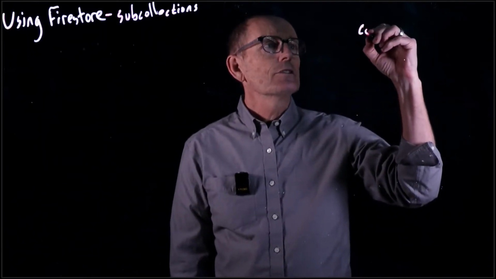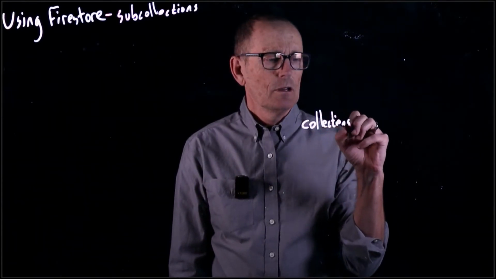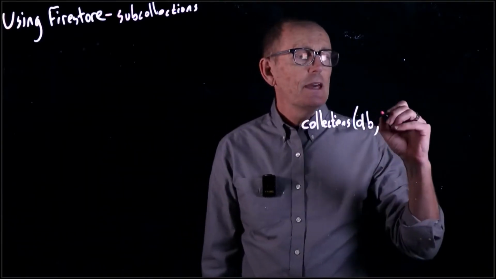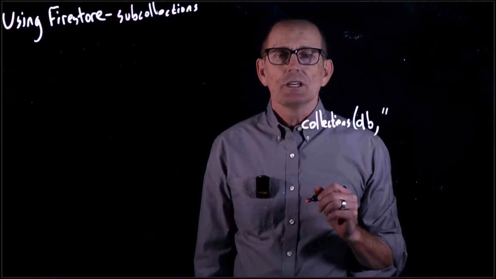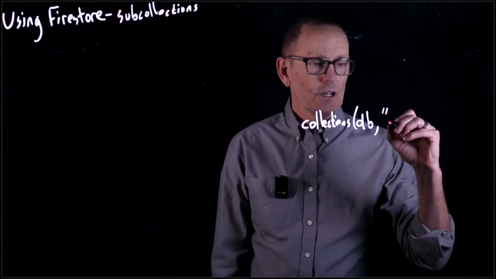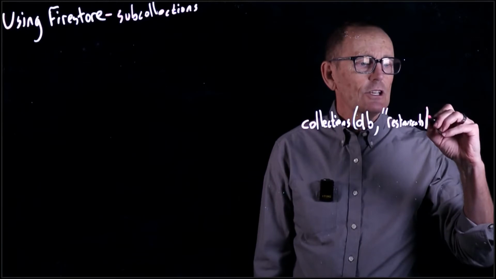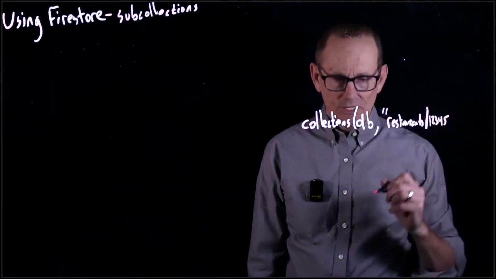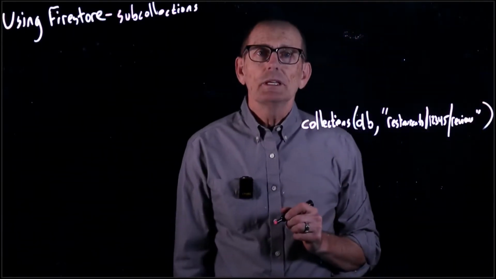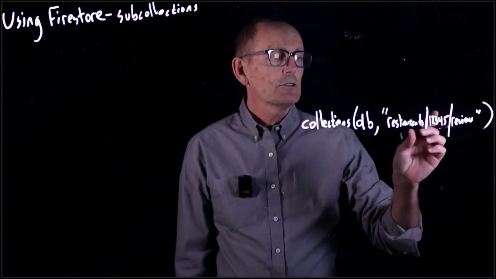If we have a collection reference, what we could do is use the collection function. One possibility is we pass in our database, and then we just provide a string which contains slash-separated components of our subcollection. So for instance, our top-level collection is restaurants, then a slash, and then 12345, because that's a particular restaurant ID, and then reviews. This could be a reference to the reviews subcollection of this particular restaurant.